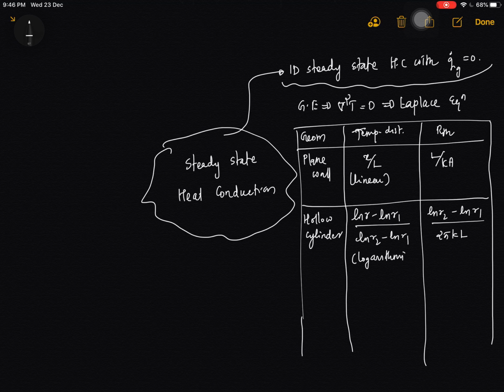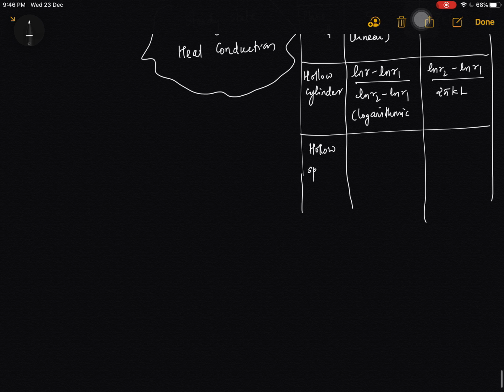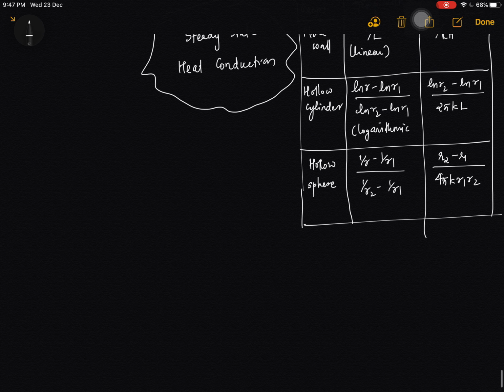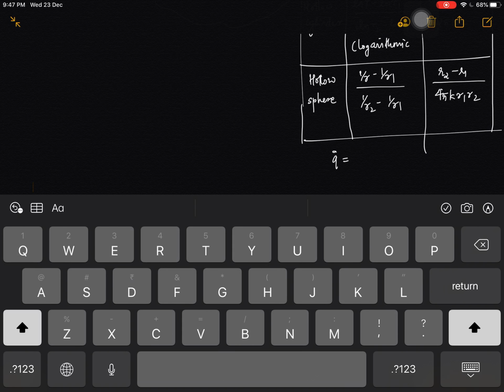And the last geometry we dealt with was the hollow sphere, and for this hollow sphere the temperature distribution is 1 by r minus 1 by r1 by 1 by r2 minus 1 by r1, and the thermal resistance was given by r2 minus r1 by 4 pi k r1 r2. So these are the geometries that we dealt with in one dimensional steady state heat conduction. Just memorize this table and we can calculate the heat transfer rate by the equation.